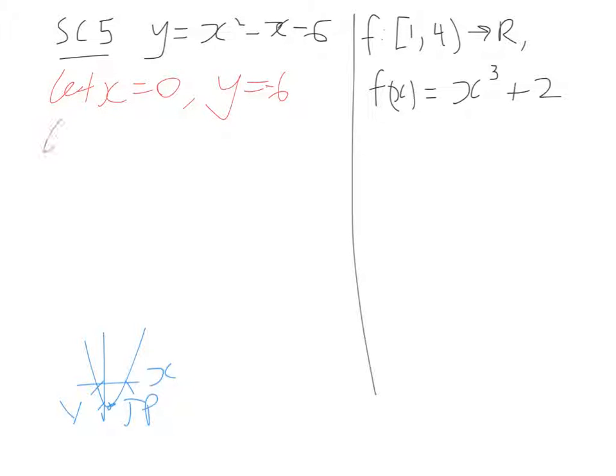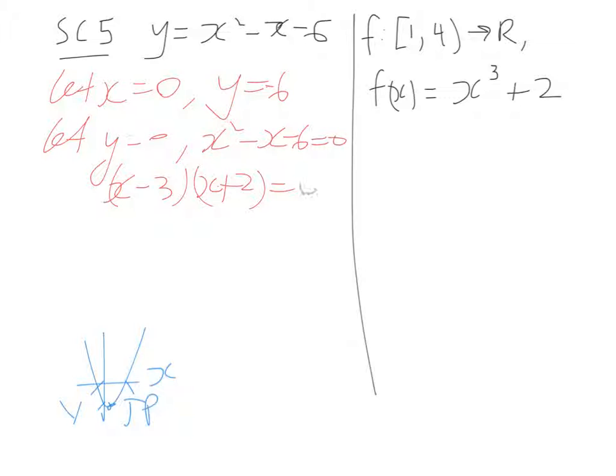For our x-intercepts, we let y equal 0. So we've got x squared minus x minus 6 equals 0. And then we'll factorise this. So this becomes (x minus 3)(x plus 2) equals 0. So our x-intercepts happen at x equals 3 and negative 2. So there are our x-intercepts.